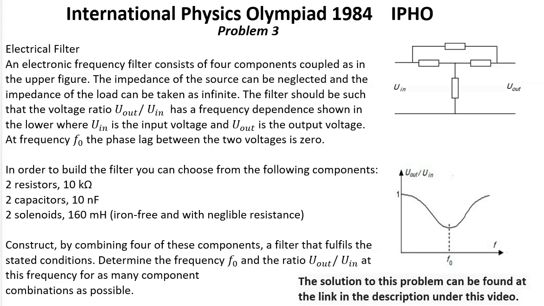Construct, by combining 4 of these components, a filter that fulfills the stated conditions. Determine the frequency F0 and the ratio U out over U in at this frequency for as many component combinations as possible.